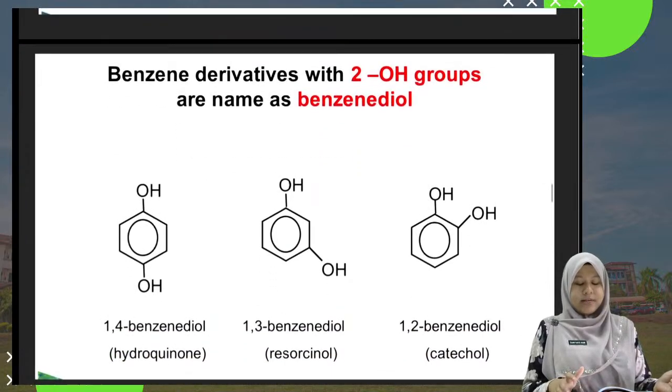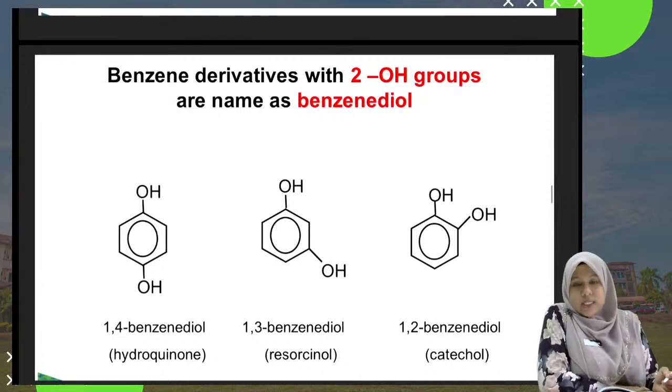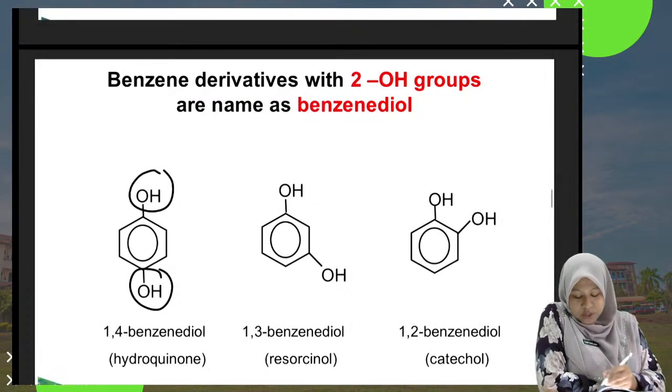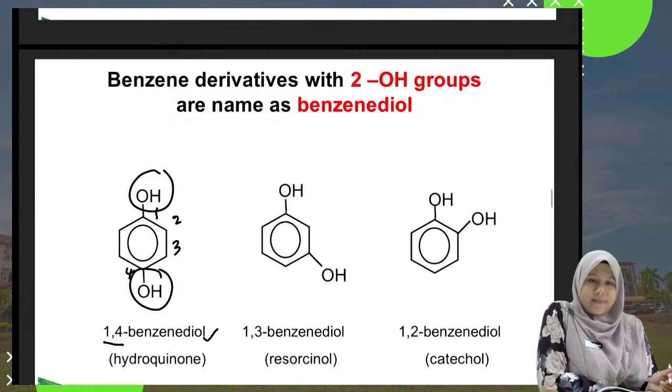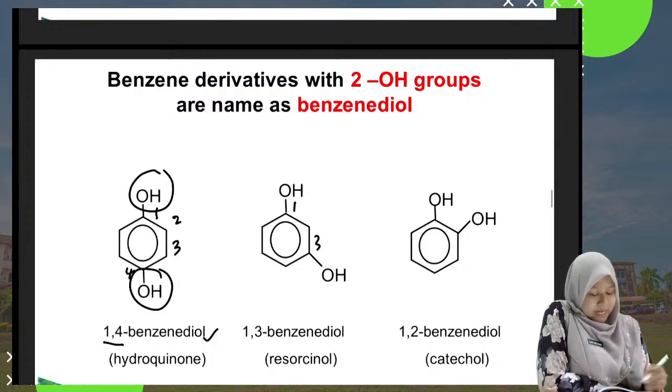Okay, proceed with the benzene derivative with 2 OH groups, named as benzenediol. Okay, this is if you have a benzene ring, and on the benzene ring you have 2 hydroxyl groups. So the first one, we locate OH at number 1, then 2, 3, 4. So we have 1,4-benzenediol, or the common name we call hydroquinone. Okay, then the second structure we have 1,3-benzenediol, or the common name resorcinol, and the third one is 1,2-benzenediol or catechol.